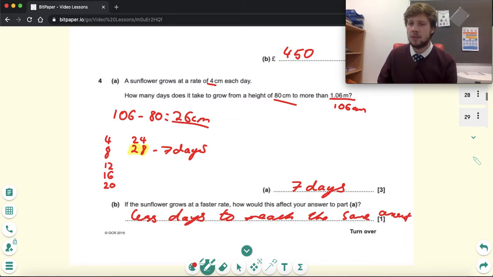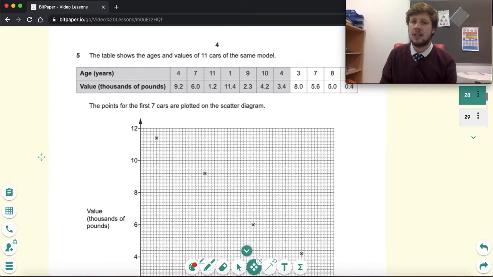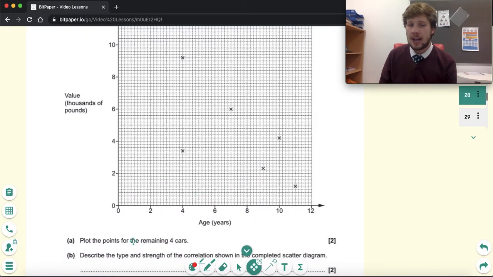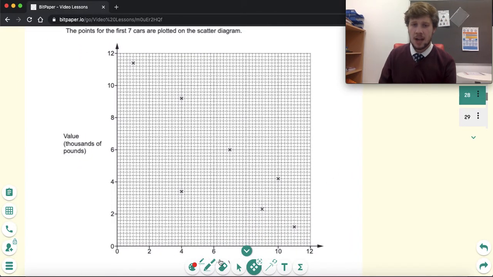The next question was looking at a scatter graph, and now there's quite a few marks for this question, which a few students didn't answer because they either didn't read it or they didn't find the appropriate points. So, the first 7 points are plotted, so that's only these ones which are shaded. We are asked to plot the remaining 4 cars for 2 marks. So we look at our coordinates, 3, 8, 7, 5.6, 8, 5 and 12, 0.4, and we plot them.